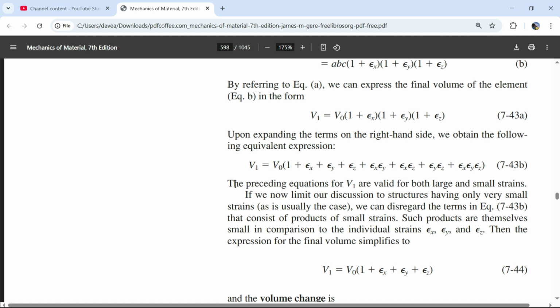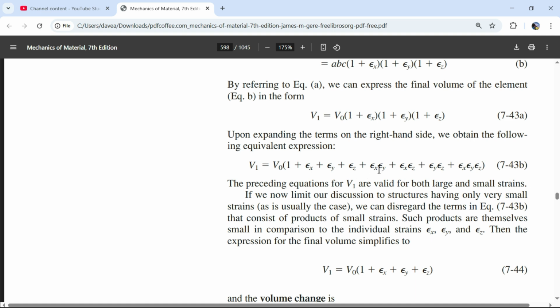Cool. So the preceding equations for V1 are valid for both large and small strains. If we now limit our discussion to structures having only very small strains, so they always have to throw that in there. If you're making a building out of rubber bands, your strains are going to be big, and so you have to use this equation. But for very small strains, which is usually the case, we can disregard the terms in this equation that consist of products of small strains.